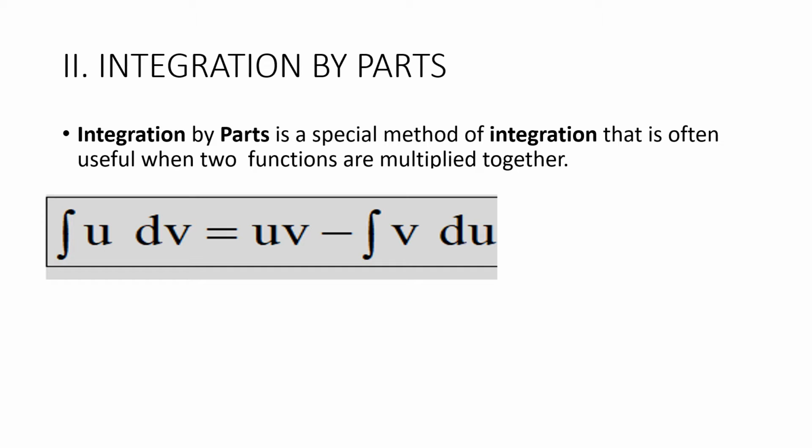Every time you are given integration by parts, you will have a product of two different functions. One will be u, another one will be dv. Once you are given u, you will differentiate it because you need du to be used in the second side. And once you are given dv, you will integrate it because you need v, which is going to be used in this second side. So let's continue and discuss it.